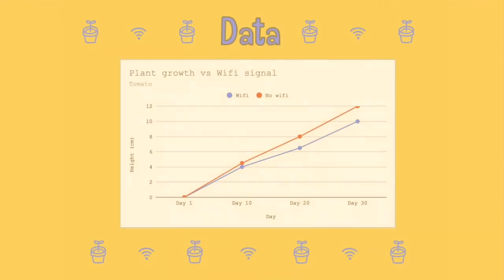We also did our experiment on seeds. Let's look at the tomatoes first. As we see in the graph, both of them started at 0 centimeters as seeds. At day 10, we started seeing a difference in their heights, and at day 30, the one without the Wi-Fi signal is 2 centimeters higher than the one exposed to the Wi-Fi signal.